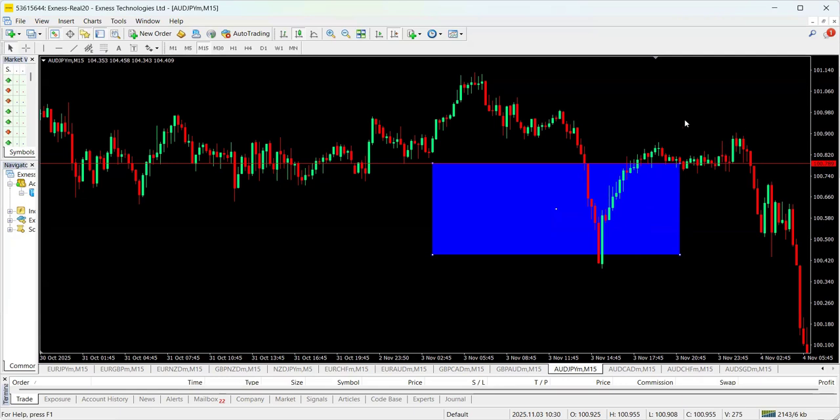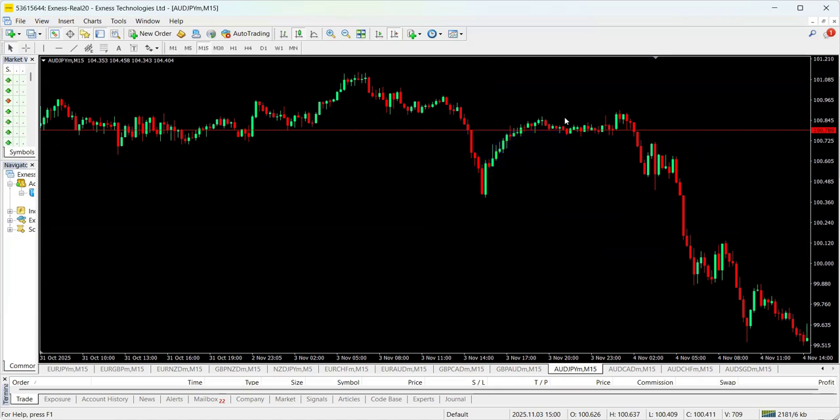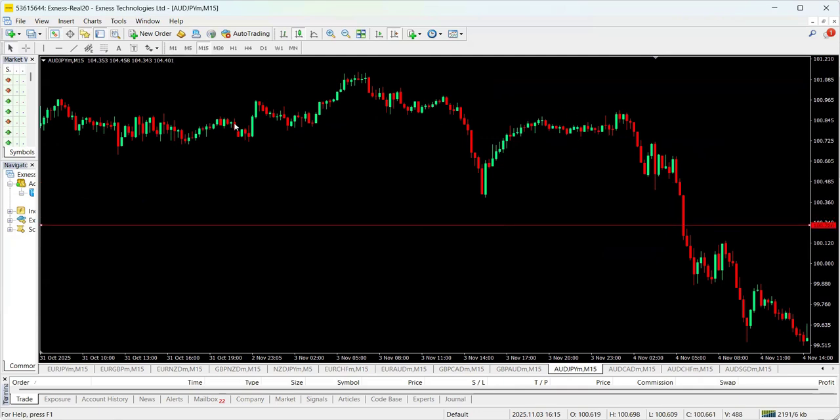Because if you look to the right, let's see what happened later, all right, we could have cut two moves with this, because as soon as it made its move, we catch this move and we take our profits, the market retraced. And then it made another trend. So it went up, came down, went up. All right. This is another trend here.